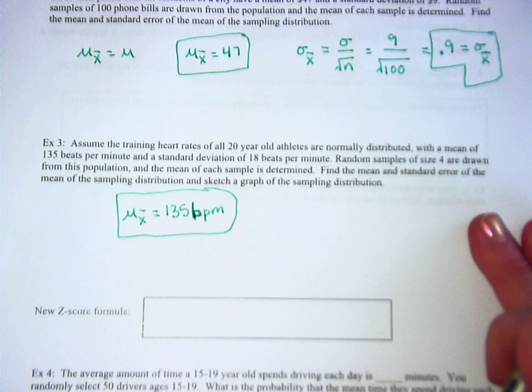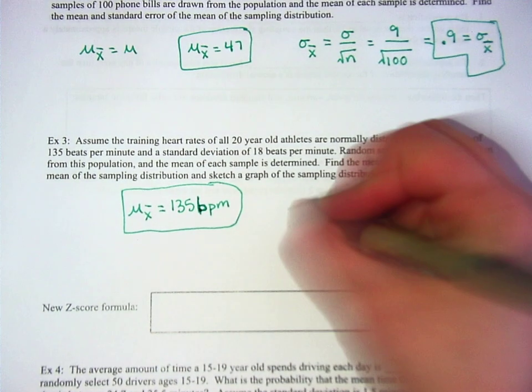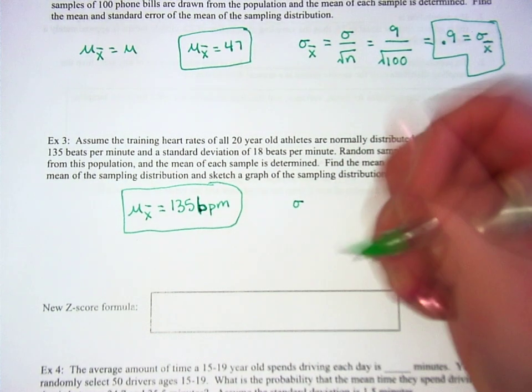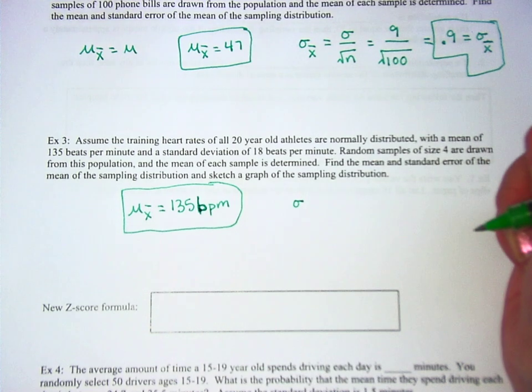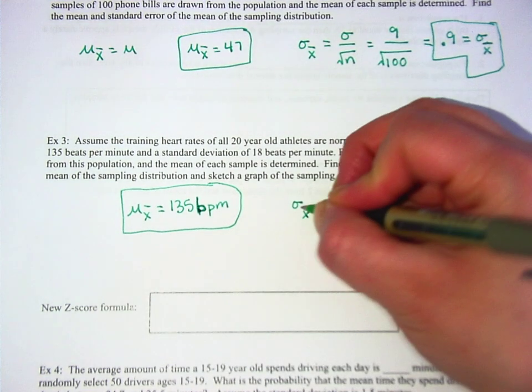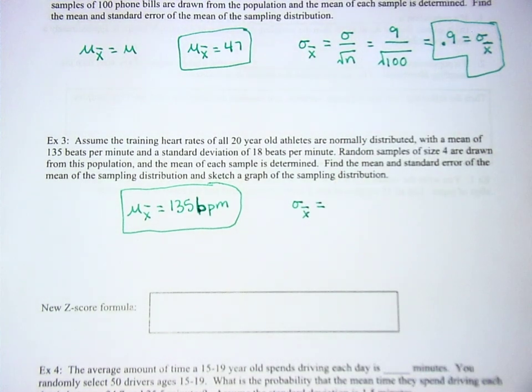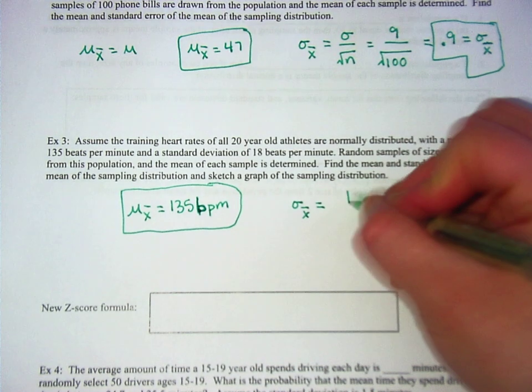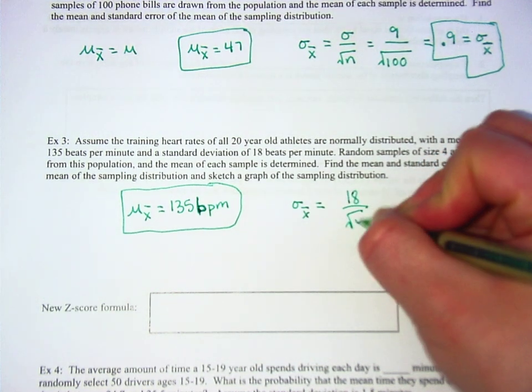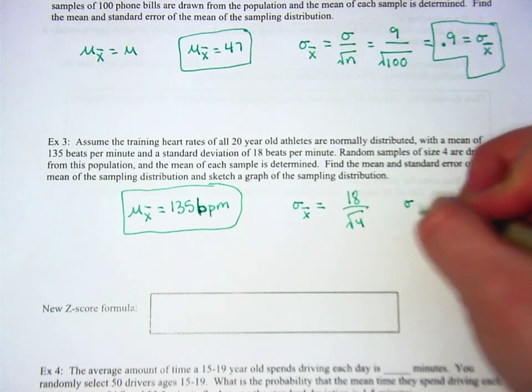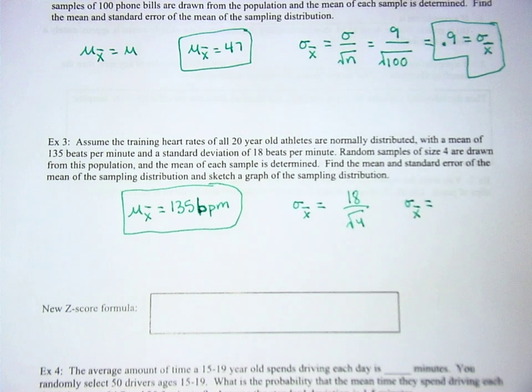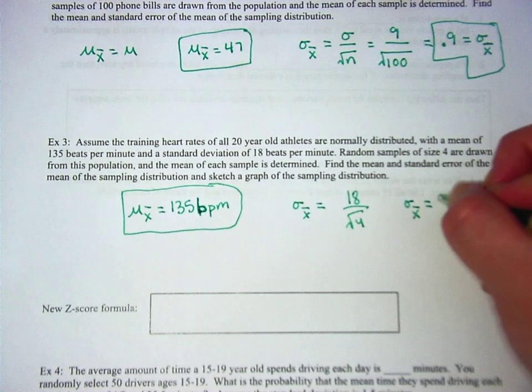But how about the standard deviation, or the new standard error? 18 divided by the square root of 4, which is 2. So the new standard error is 9.